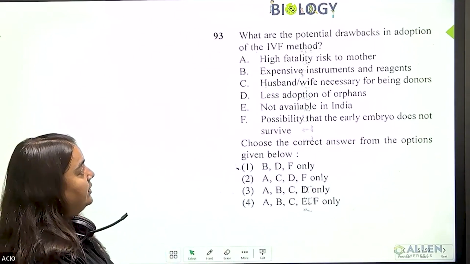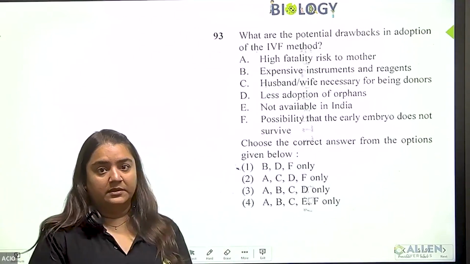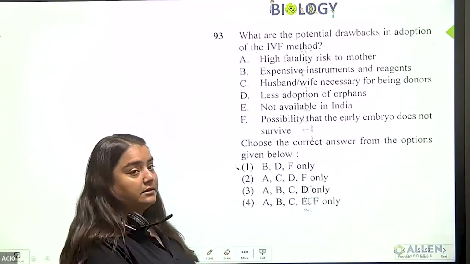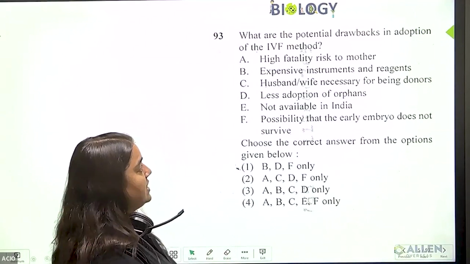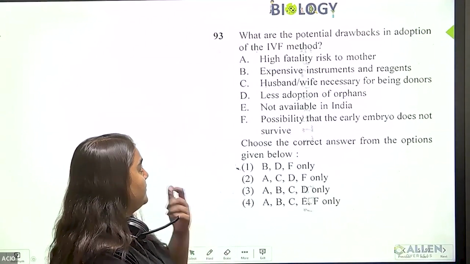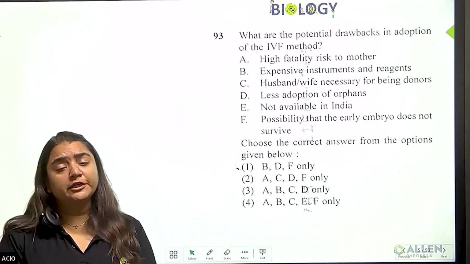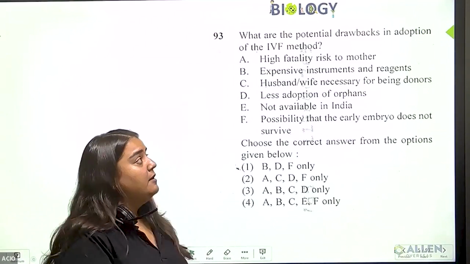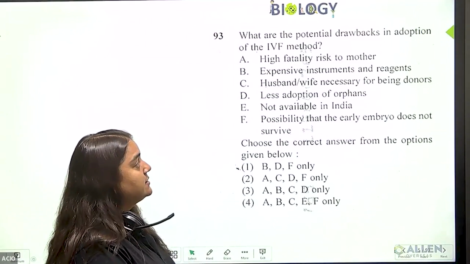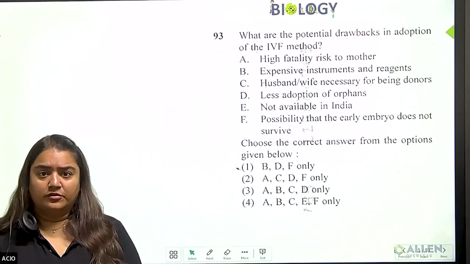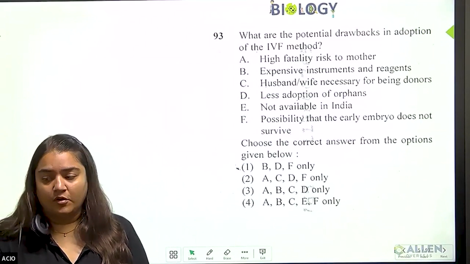Next, we go on to the IVF method. This question is from reproductive health. Let's read the options. What are the potential drawbacks in the adoption of the IVF method? IVF is in vitro fertilization, the test tube baby program. First, high fatality risk to the mother. There is no fatality risk to the mother as such, so the first option is the wrong one.